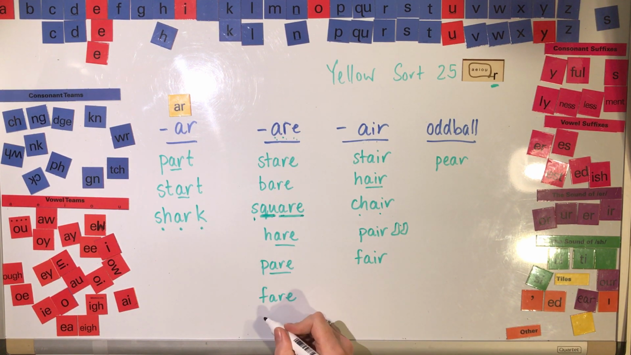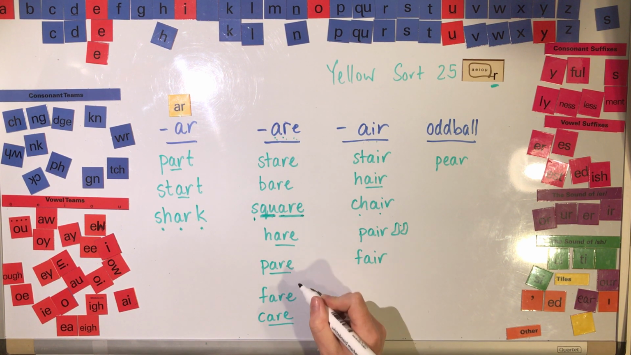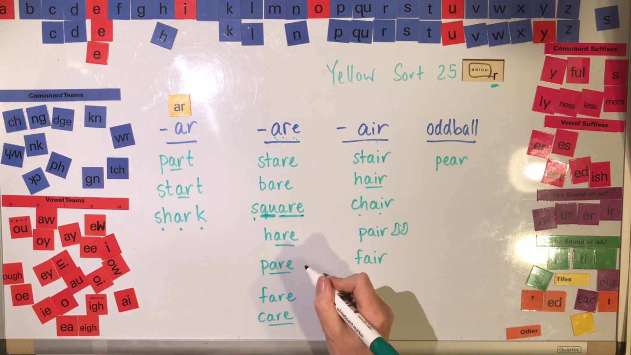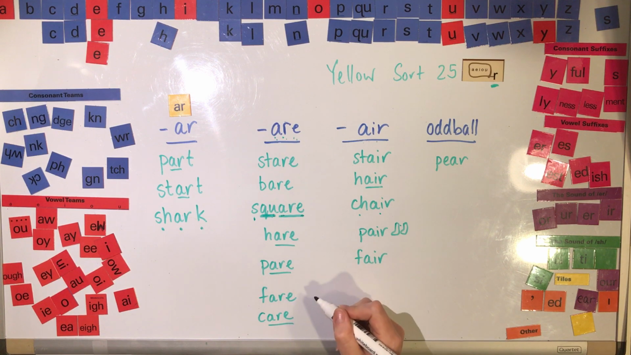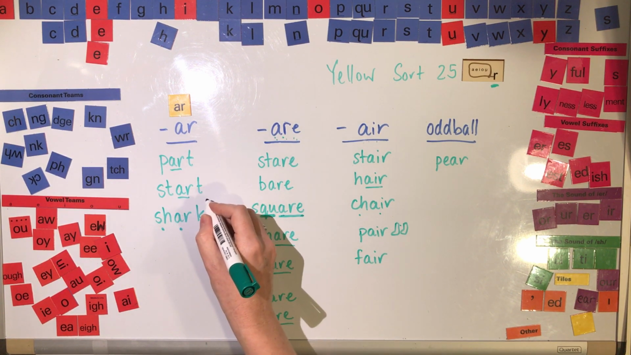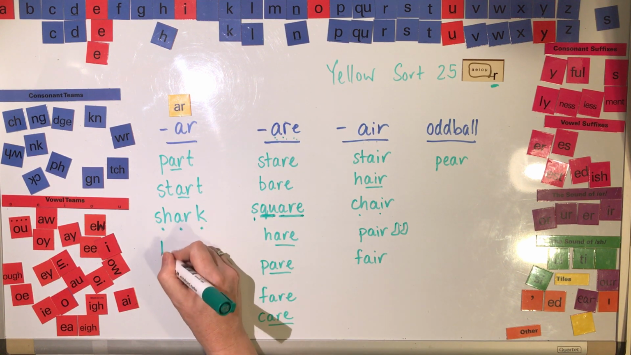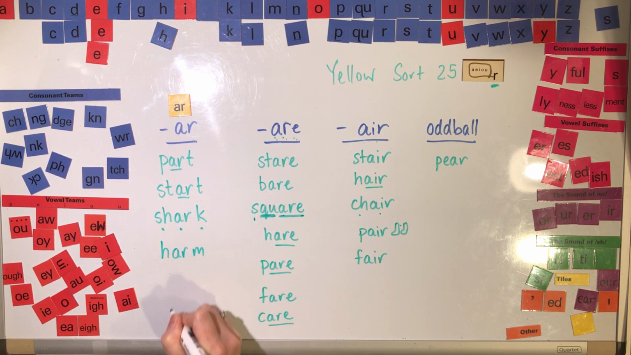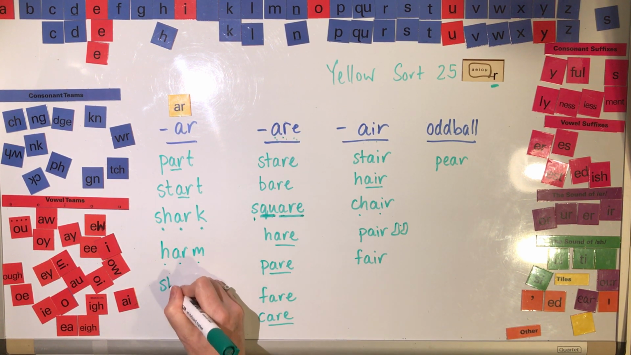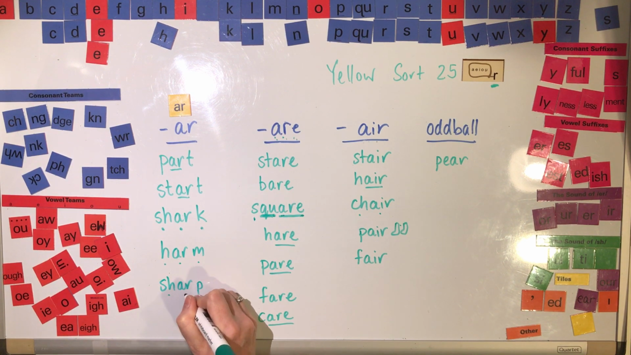We've got a few more here. We've got care. Don't you care? K-air. Two sounds. Stare, square, bear, fair, hair. Great, okay, they're all our ARE words. We've got a few more here. We've got part, start, harm, H-A-R-M. We've got sharp, sh-ar-p, sh-ar-p. And we've got dark, d-ar-k. Okay.